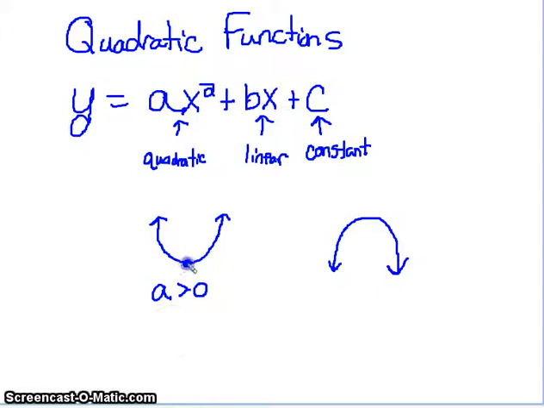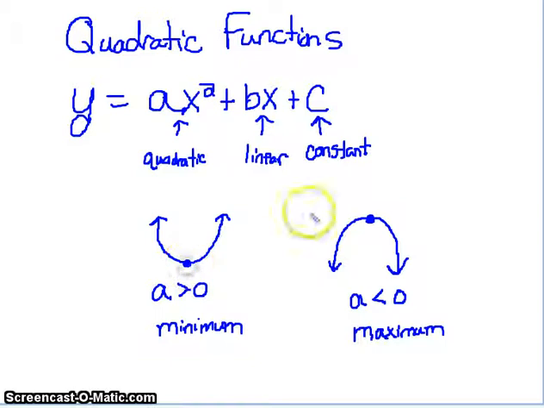And we know that we are going to have a point down here at the bottom, and that is called a minimum. And it is parabola down if a is less than 0, meaning that it is a negative number, and that gives us a maximum. Now all of us should know that the point that is either a minimum or a maximum is called your vertex.